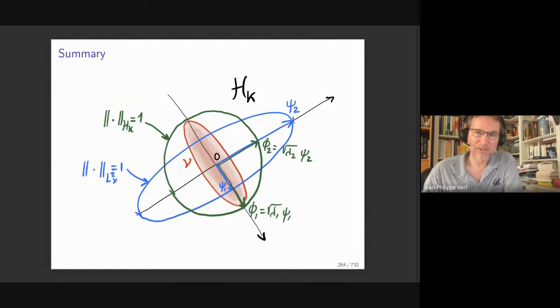And so what is the RKHS here? Well, the RKHS, as we said, is an ellipsoid in L2. And psi 1 and psi 2 also form an orthogonal basis for the RKHS, up to normalization, once you multiply them by the square root of lambda. So in green here, you have phi 1 and phi 2, defined as the square root of lambda times psi, which form an orthogonal basis of the RKHS. So maybe you can take time to think about this to have in mind the relationship between L2 and HK.